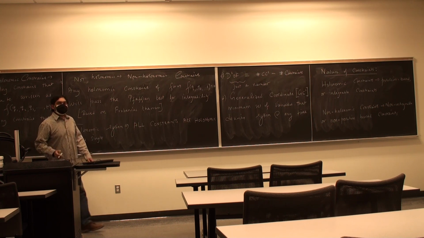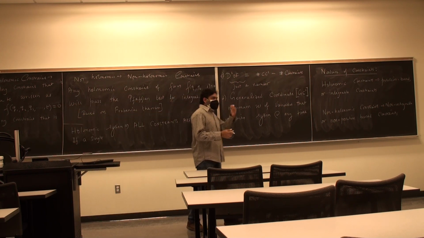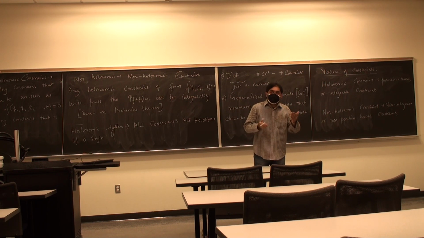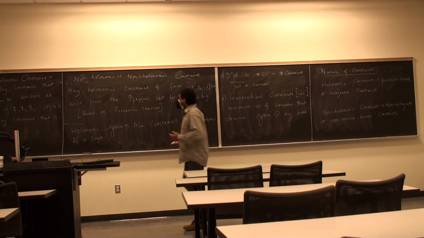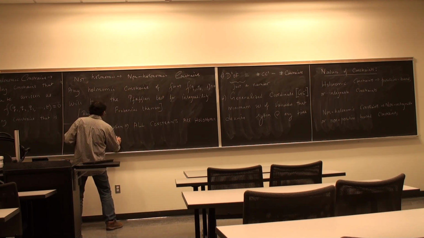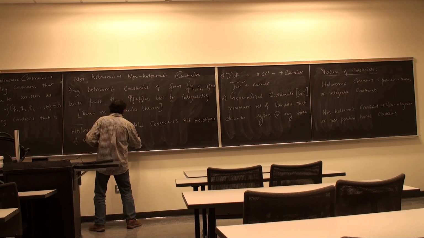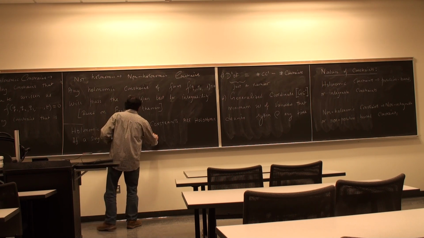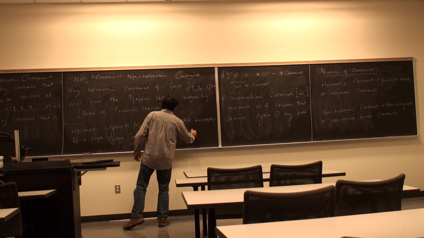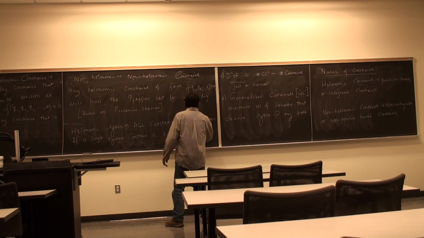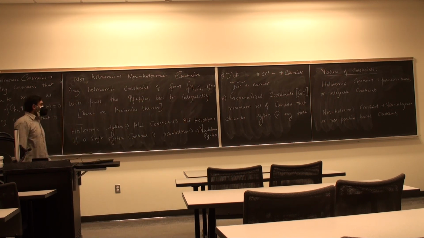A system can have multiple constraints, right? If I take a 2D pendulum, the fact that it's in 2D is one constraint. The fact that its length is fixed is another constraint. So one constraint could be holonomic, the other could be non-holonomic, and the system is non-holonomic. If a single constraint is non-holonomic, the system is a non-holonomic system. We are going to look at both of these things.